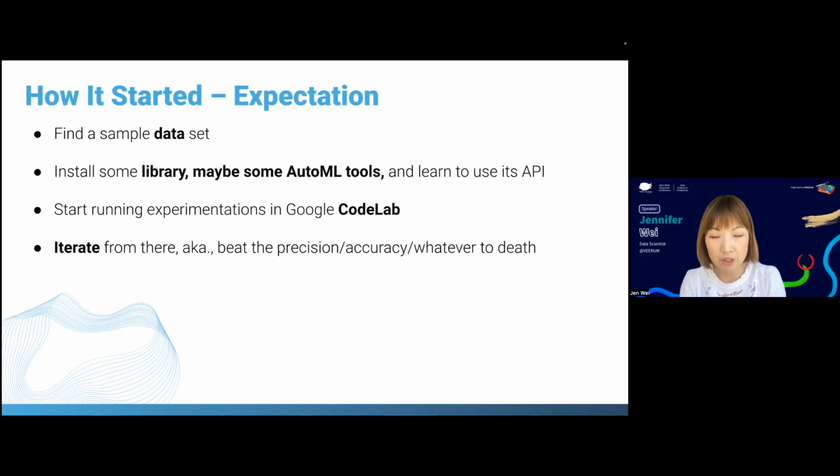Step number 4, right after we have our initial training results, let's iterate from there. AKA, in data scientists' language, let's beat the performance metrics to death, whatever one you choose. Okay, so this is all good. This is the expectation, pretty straightforward. So next, let's look at the reality of how we started.